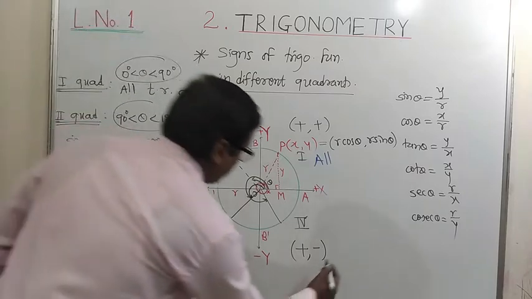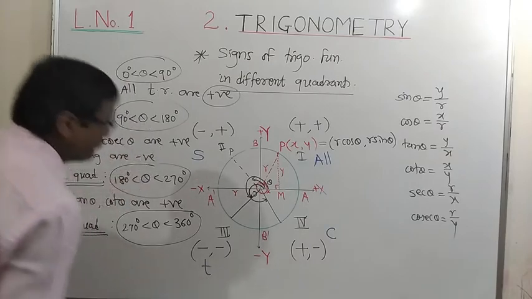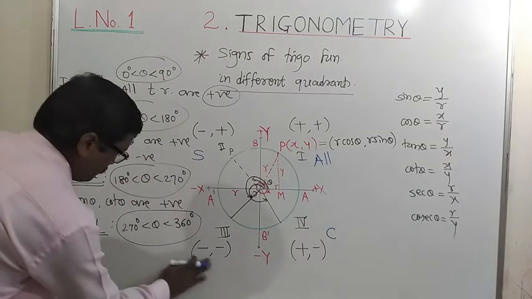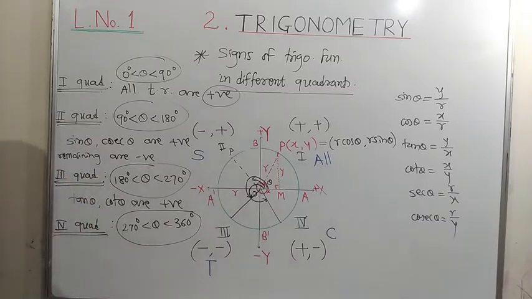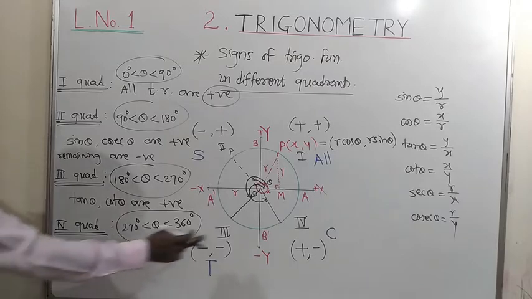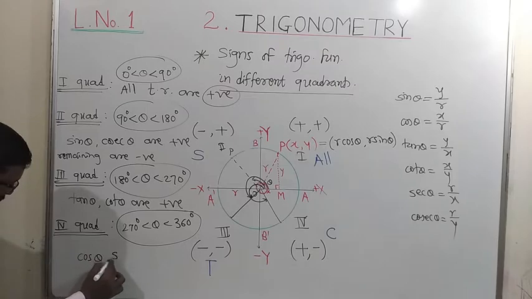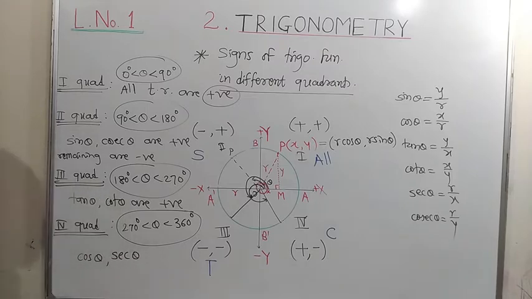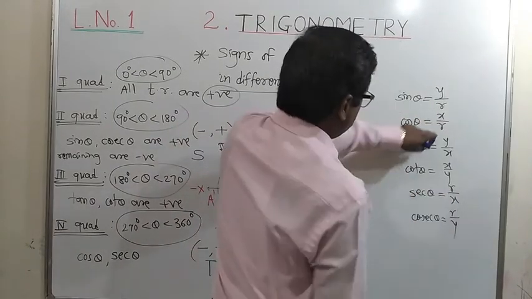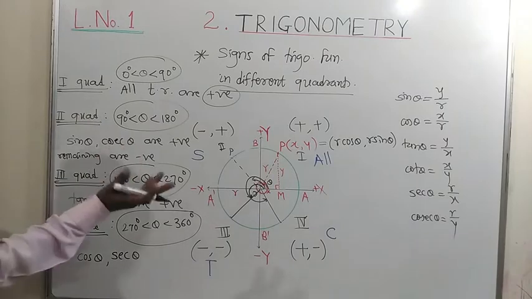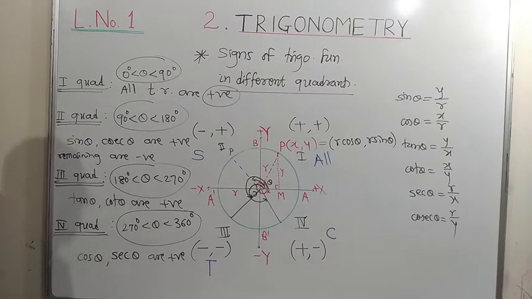So here we write c for cos. Here we write t for tangent. Okay. Here the tangent ratio is positive, that's why we are writing T. So in this fourth quadrant, cos and its multiplicative inverse sec, because the inverse of cos is sec, x upon r, r upon x. So whenever cos is positive, obviously sec will be positive. These two are positive.